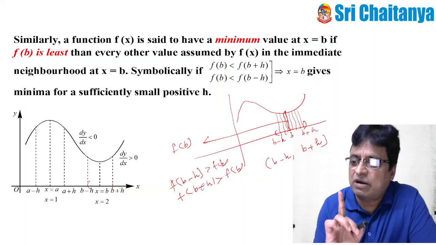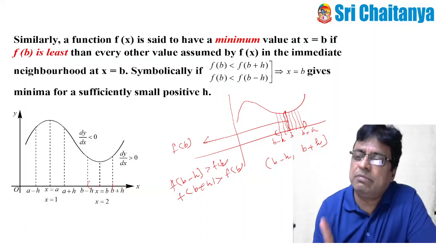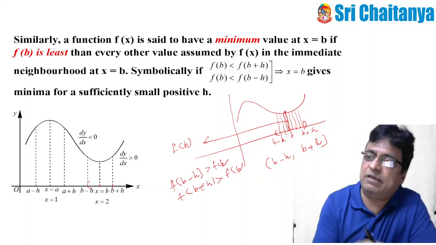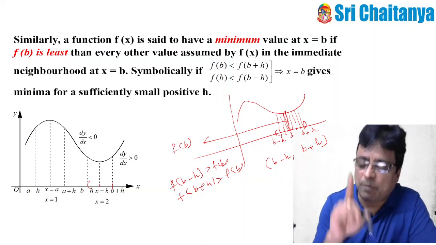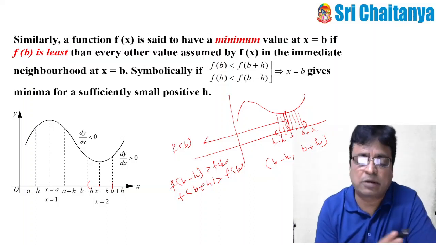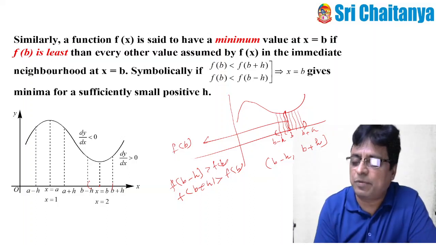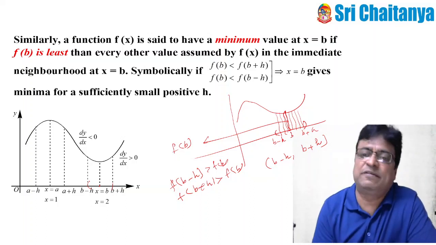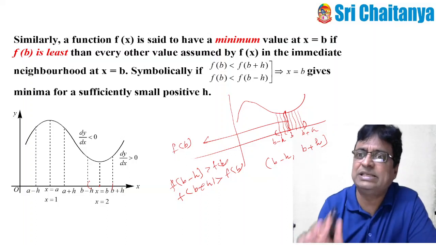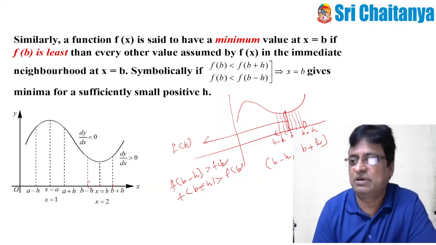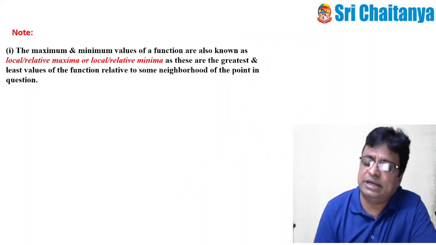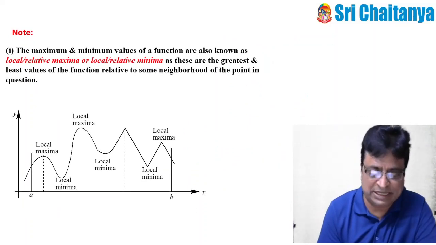And whenever we are talking about maxima or minima of a function at a particular point, as I told even in our previous videos also, the point should belong to the domain of the function. We are not talking about any other points which are not in the domain of the function. So the validity holds good only if the point is in the domain of the function. Clear?